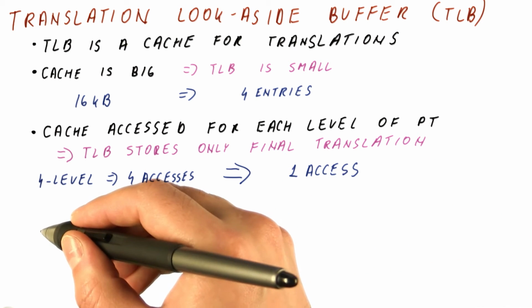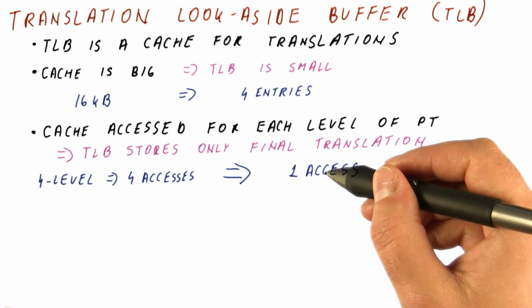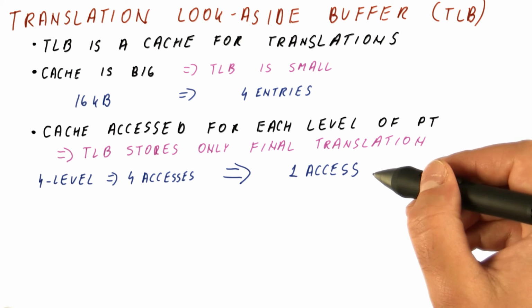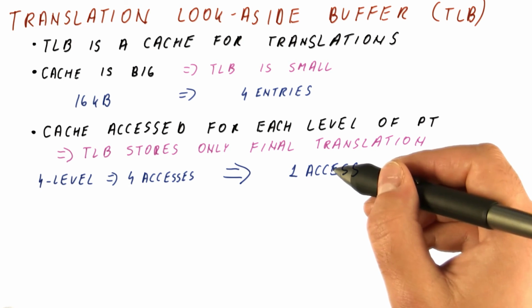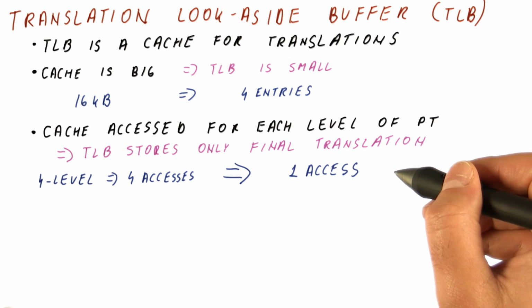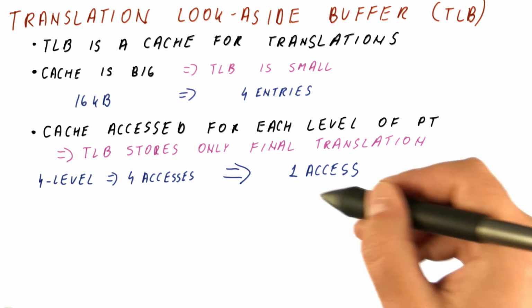So now a load or a store just needs to form the address, access the TLB to find the translation, and then access the cache to get the data. If we have both a TLB hit and a cache hit, this can be done in 1 or 2 cycles.